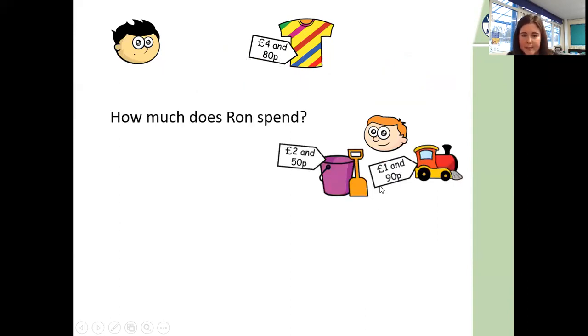Now, Ron is going to buy the bucket and spade and the train. Have some time to work this one out on your whiteboard. Can you find the answer?